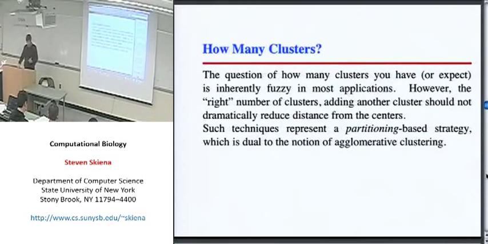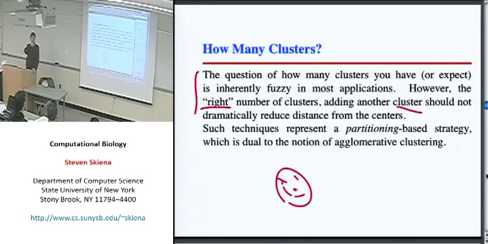As we discussed, the big issue with certainly k-means, also to a certain extent agglomerative clustering, is how many clusters do you get at the end, okay? Sometimes you know in advance how many you want. But in general, if you have the right number of clusters, adding another cluster should not reduce the average distance from the cluster center, okay?